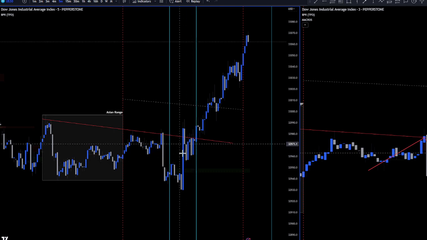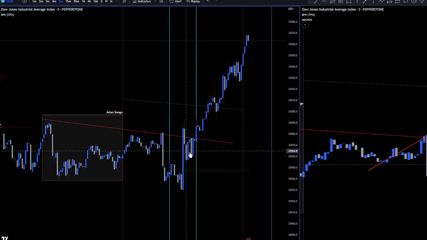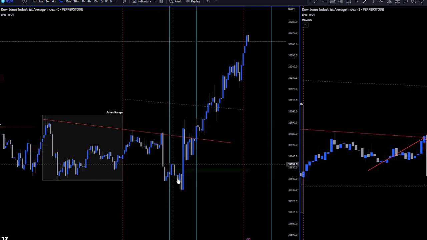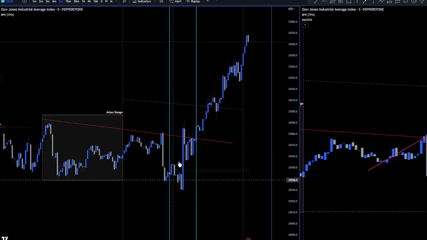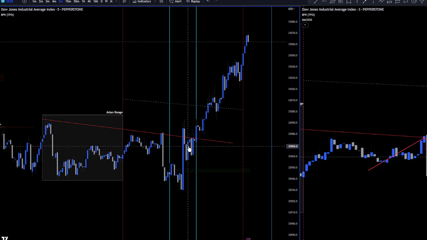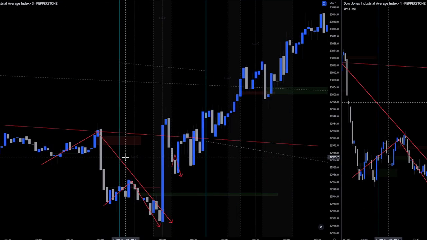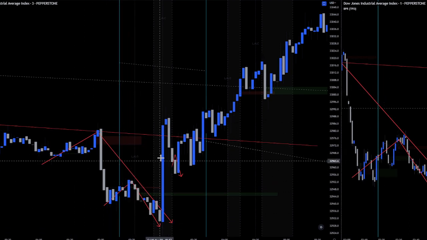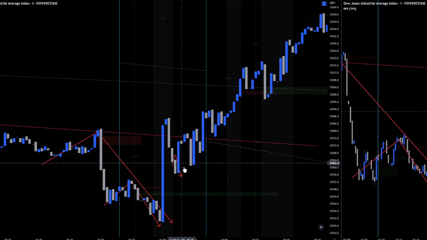So within this area, we can hunt for a break and retest. So we have a break and retest here. We also have a break and retest here. This is the 5-minute. On the 3-minute, you can see the markups a little bit clearer here, but you've also got this one just by here.